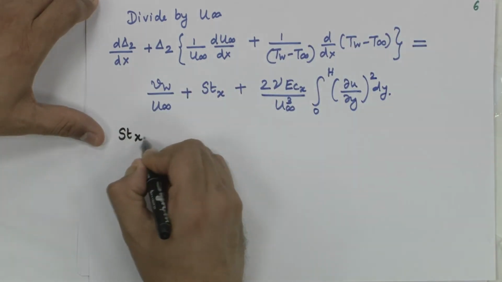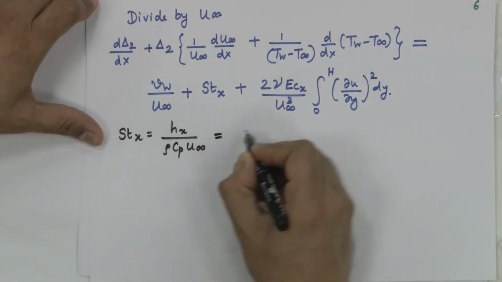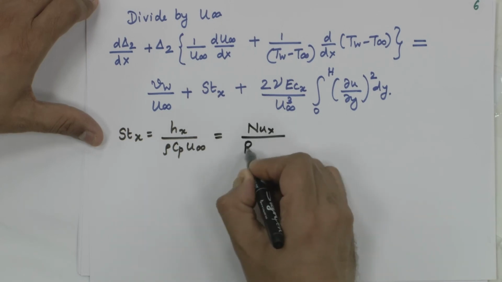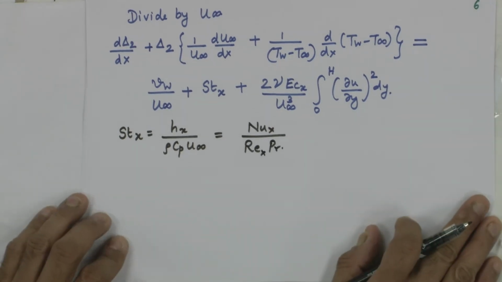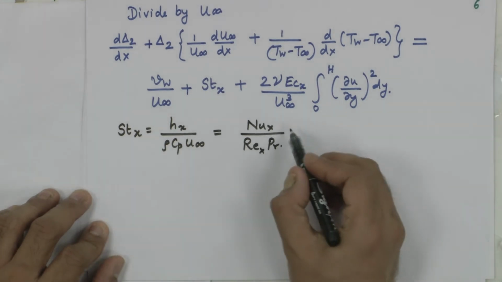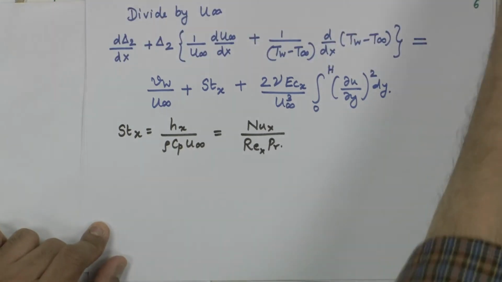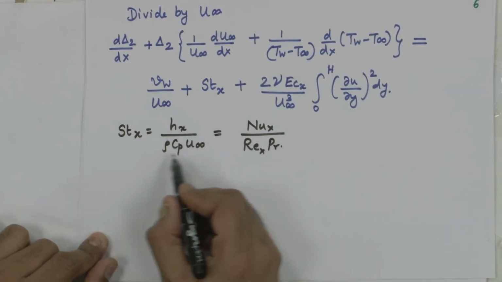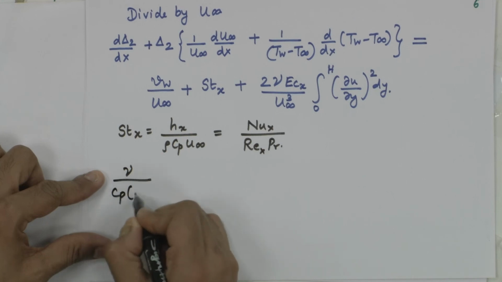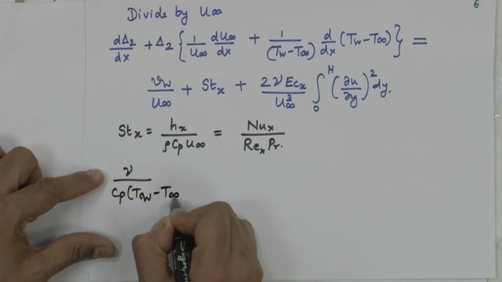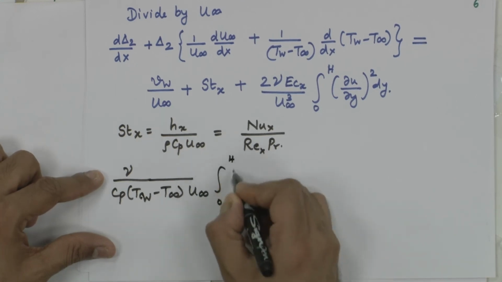The Stanton number is nothing but h local by rho Cp u infinity, which comes out to be Nusselt by Re Pr. You can check this. The Stanton number is a representative non-dimensional heat transfer coefficient. So, the formula for this is here. You substitute all this. You had hx by rho Cp, and u infinity was dividing throughout. So, you get hx by rho Cp u infinity, which is the Stanton number. The right hand side term, second one, has u infinity, Tw minus T infinity, and u infinity.